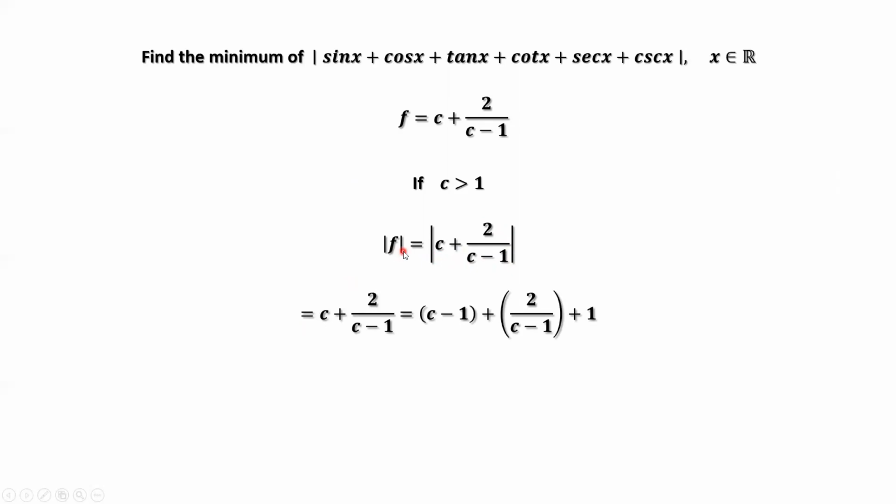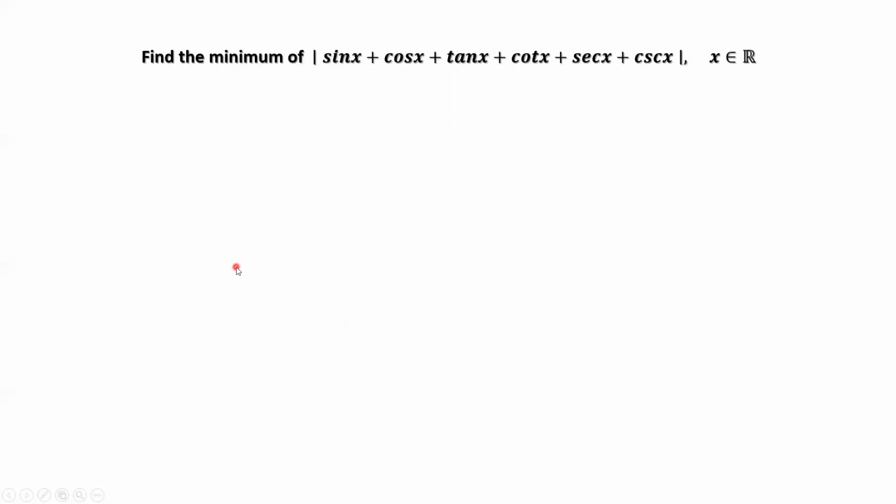The absolute value of f equals c plus 2 over c minus 1. We put the negative 1 here, plus 1 here to keep the balance. Why are we doing this? We are going to use an important formula to derive the lower bound by the geometrical mean and arithmetical mean inequality.